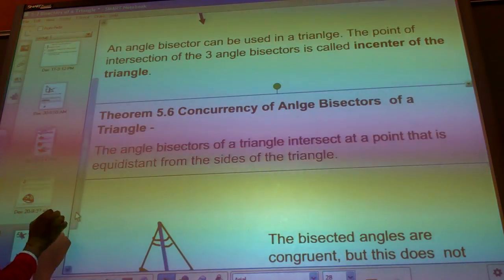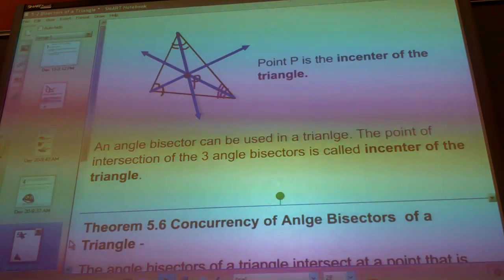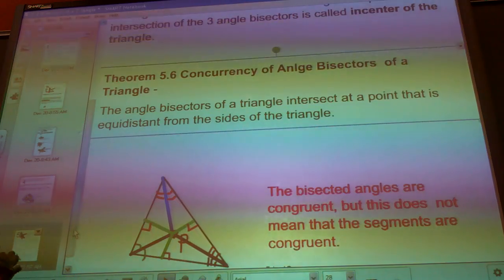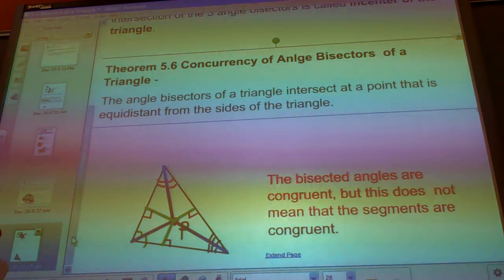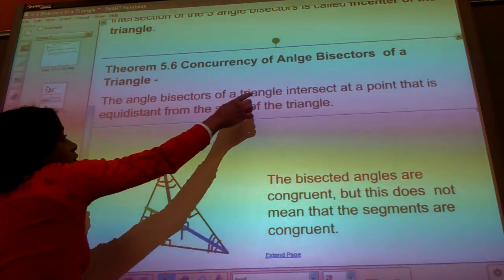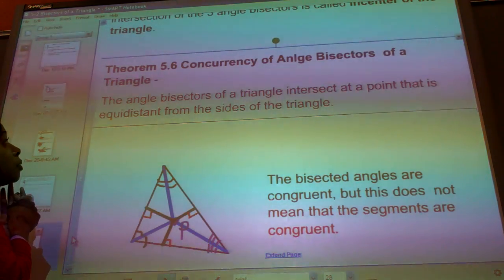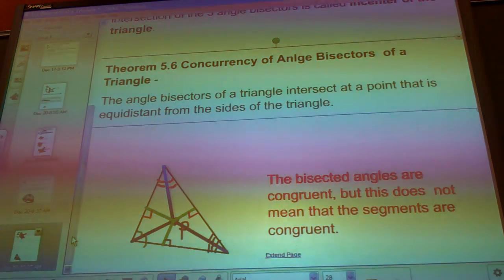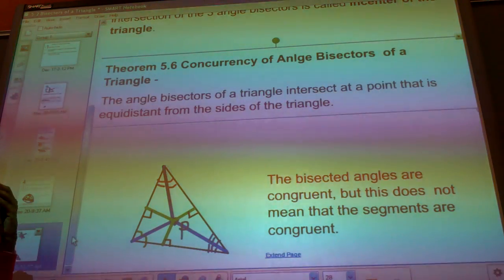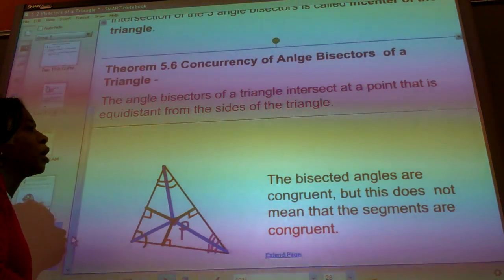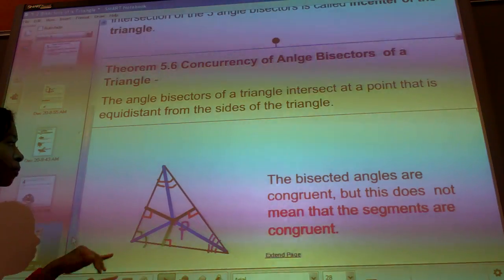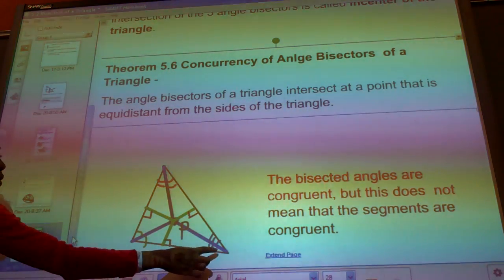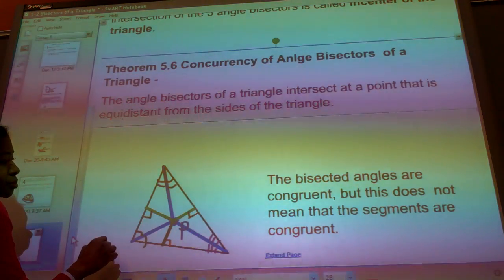Here's theorem 5-6, and this is our last theorem. It's concurrency of angle bisectors of a triangle. That means the angle bisectors of a triangle intersect at a point that is equidistant from the sides of the triangle. So here I drew it. The blue lines are my angle bisectors, if I were to extend them out and keep going.